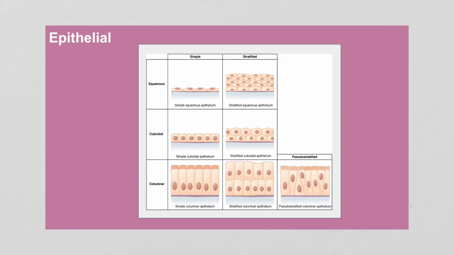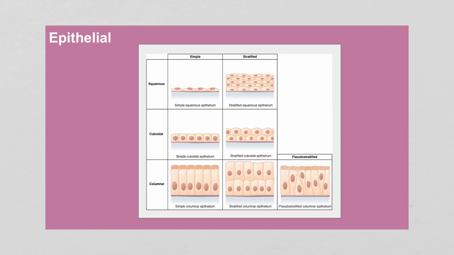We classify epithelial tissue by the number of layers and the shape of its cells. So when we look at simple epithelium, it's one layer. And simple epithelium is typically involved in absorption and filtration. Stratified epithelium is many layers, and this is best for protection. If you lose one layer of stratified epithelium, you still have plenty of layers underneath.